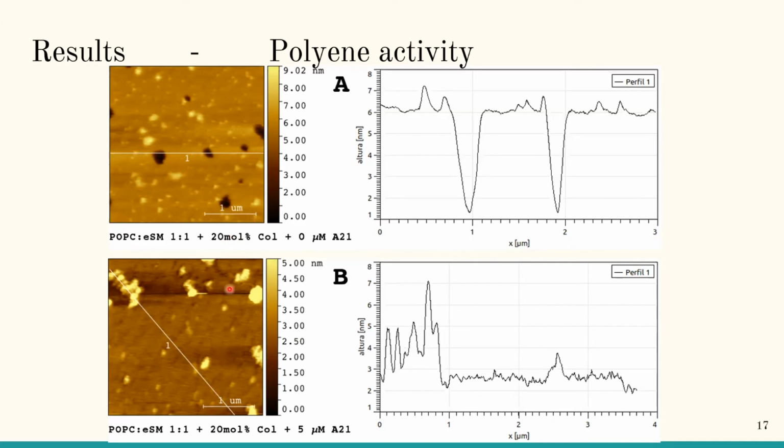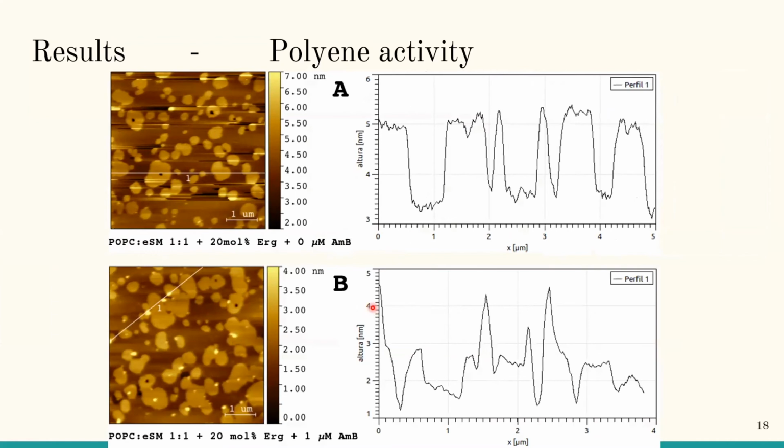Unfortunately, with just topographic images, we cannot decide which of the two it is, and we can only evaluate aggregation. And this happened at a higher concentration than for Amphotericin B, and even at a higher concentration than A21 with POPC, sphingomyelin, and no sterol, 5 micromolar of A21, which is pretty high.